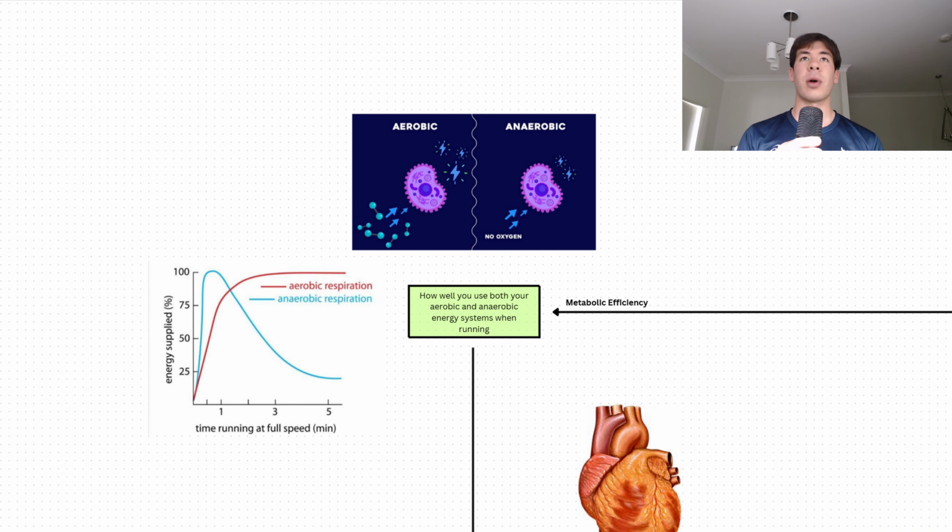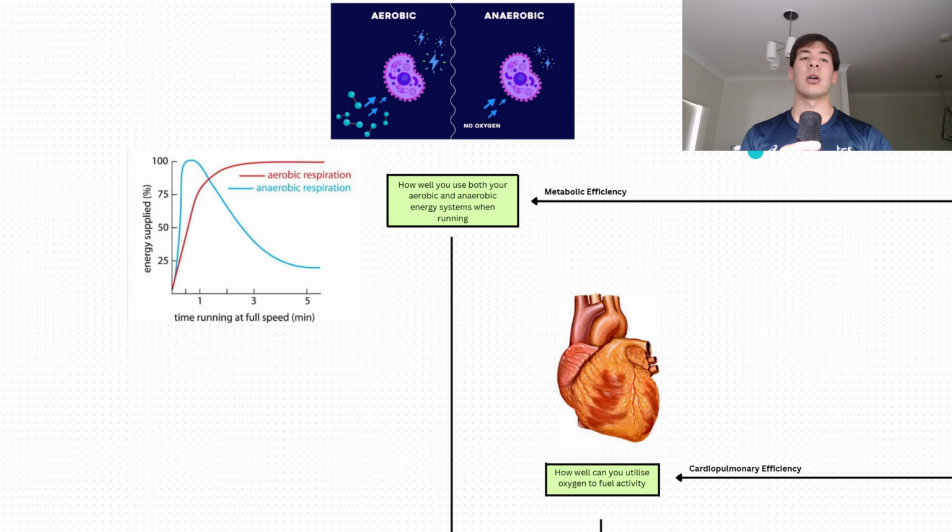acid. So if you've ever run an all-out 800, 1500, or 3K, you know that sensation towards the end of a race where your arms and legs start to feel really heavy? That's the lactic acid accumulating. So that is metabolic efficiency. That is a huge determinant of our running economy.